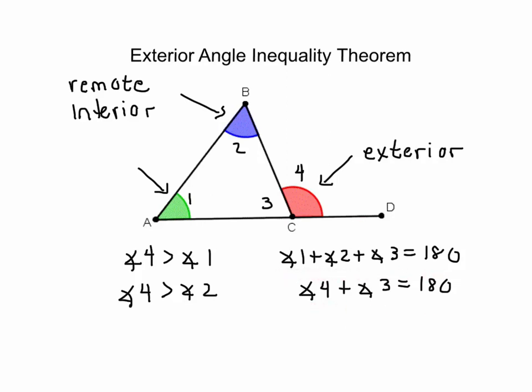They are identical except for the first part here and the first part there, which means that angle 4 must equal angle 1 plus angle 2. And if angle 4 equals these two added up, then angle 4 must be bigger than angle 1, and angle 4 must be bigger than angle 2, which is precisely what we're saying over here.